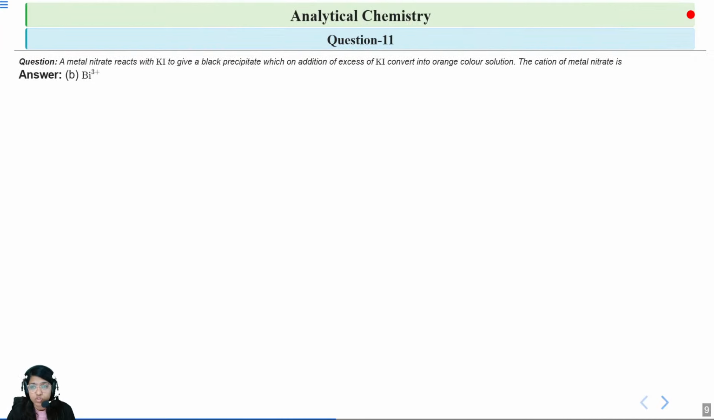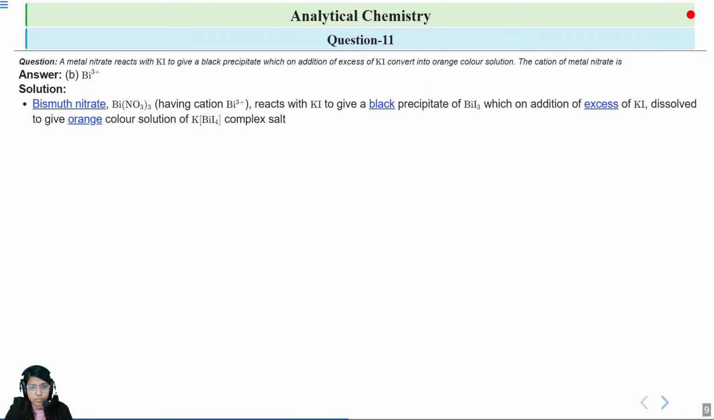The correct answer of this question is option B, Bi3+, bismuth 3+ ion. Bismuth nitrate, Bi(NO3)3, reacts with potassium iodide to form black BiI3 precipitate. Adding excess KI dissolves this, which forms a soluble orange complex, KBiI4. This shows Bi3+ forms a complex with I-.